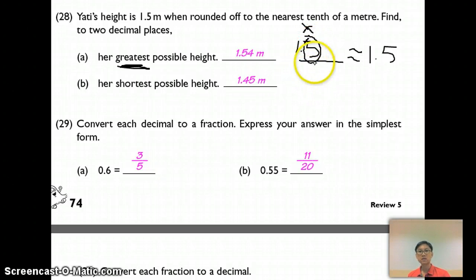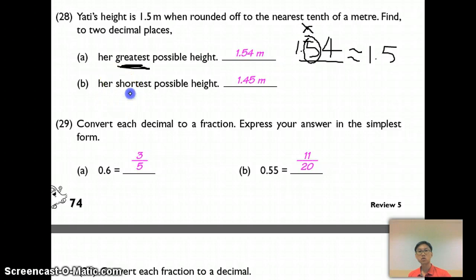The next number is actually 4. 4 plus 1 gives me 5, but 4 is smaller than 5, so that's not what I want. I want greatest. Then what must be here? In order for this to round to 1.5, this has to be less than 5. But since I want it to be greatest, this has to be definitely 4. If it's 3, 3 is smaller than 4. So 4 is my biggest, because if this is 5, this would plus 1 and it would be 1.6.